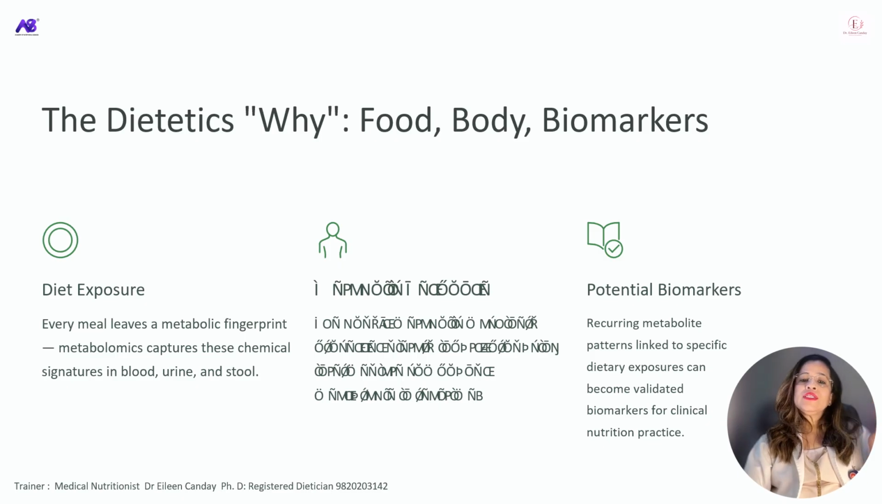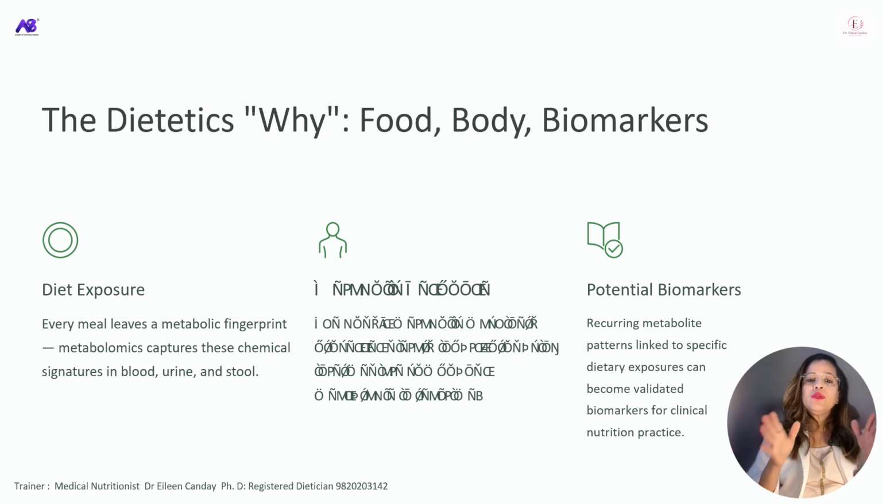Now, in dietetics, why food biomarkers? Biomarkers of diet exposure. Every meal creates a metabolic footprint, a fingerprint, a unique chemical signature. Metabolomics can detect these signatures in the blood, urine and stool. And this is how we measure what people actually ate, even at a molecular level.